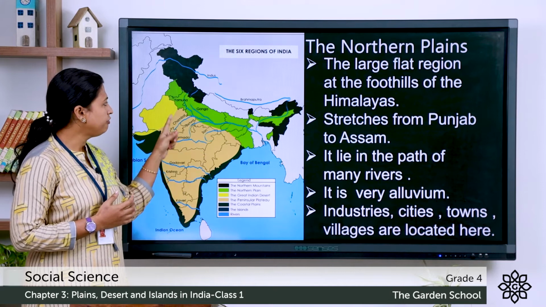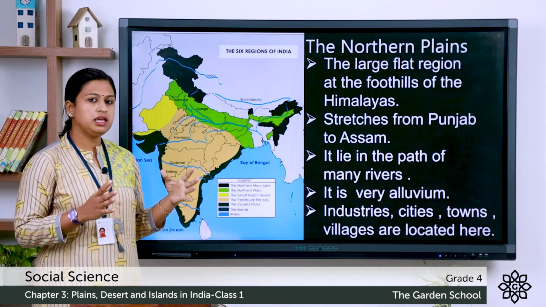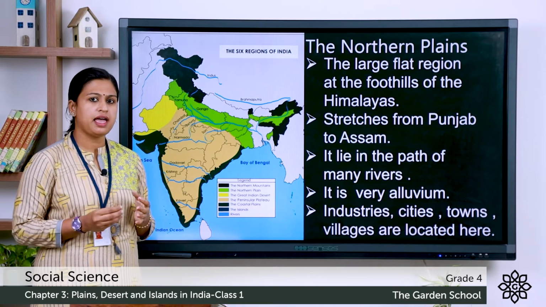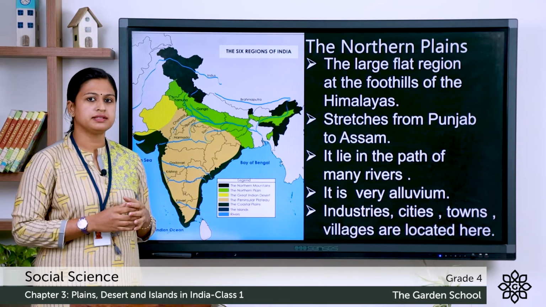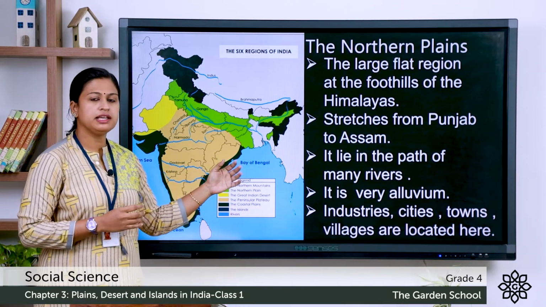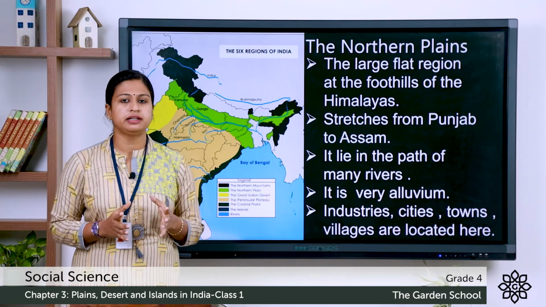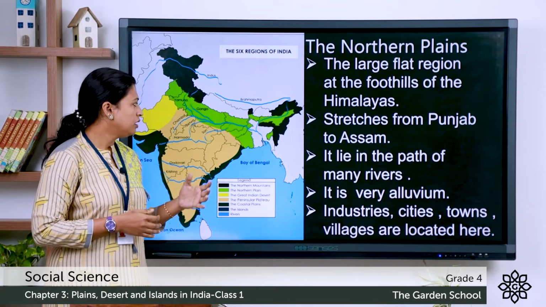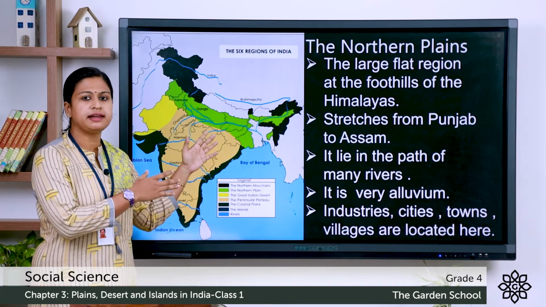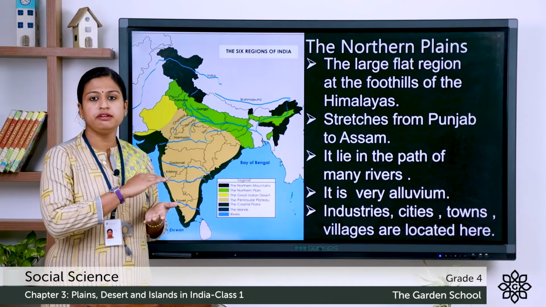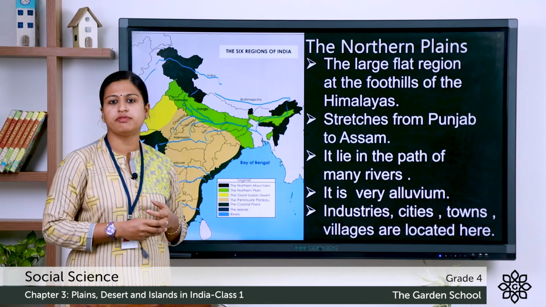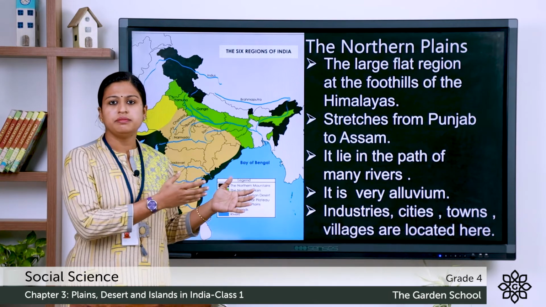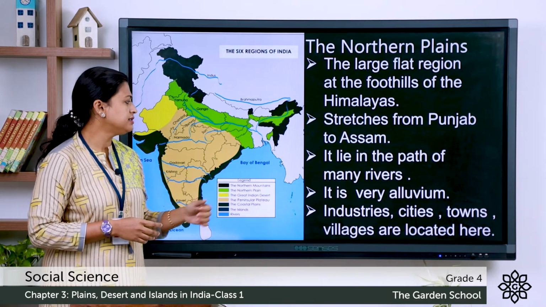It lies in the path of many rivers. These rivers carry soil, small rocks and fine sand and clay and deposit it in the plains. This type of soil is known as alluvium and it is very fertile soil. It helps in growing different types of crops. Many industries are also set up in these northern plains due to the flat surface and availability of enough water. You can also find large numbers of cities, towns built along the banks of these rivers.